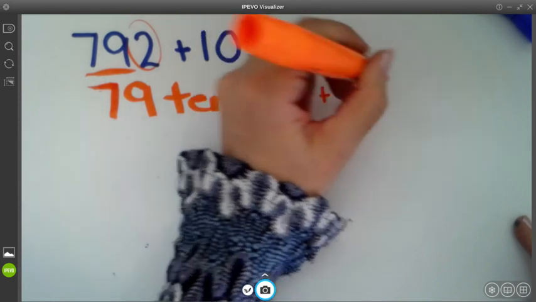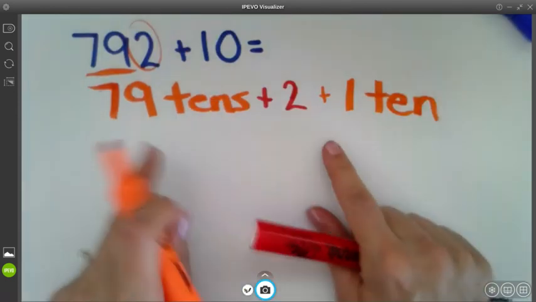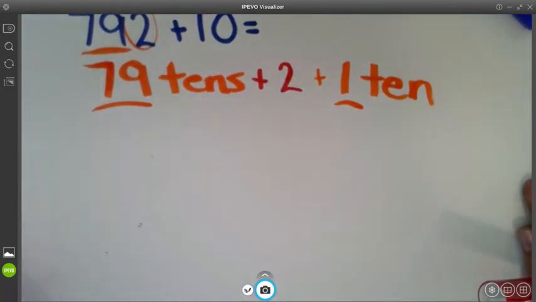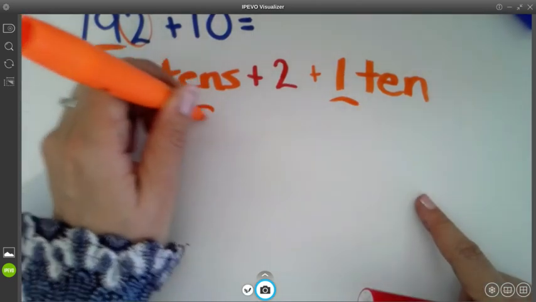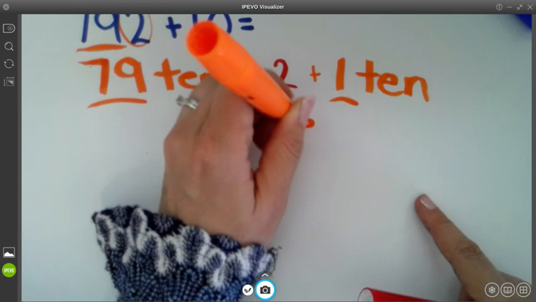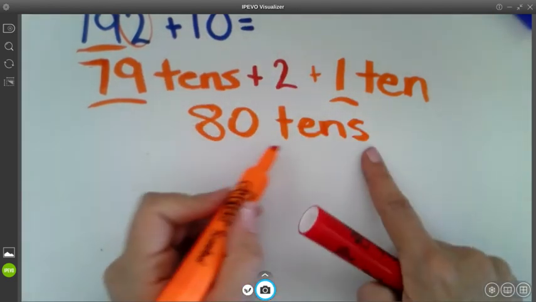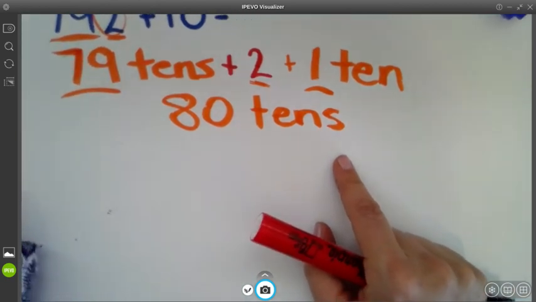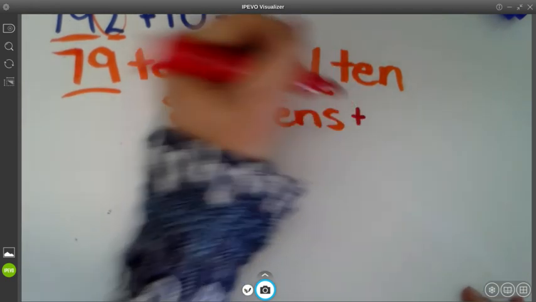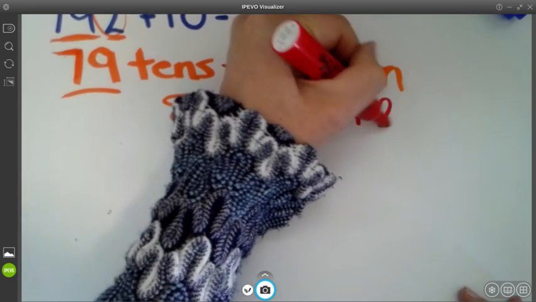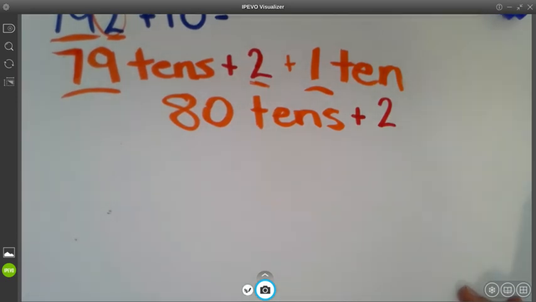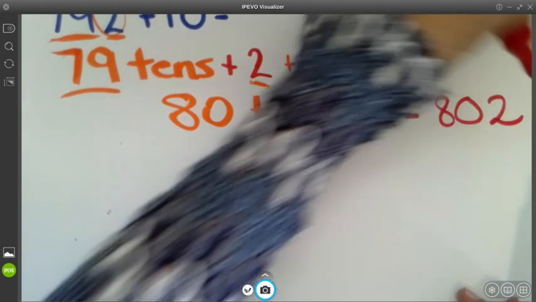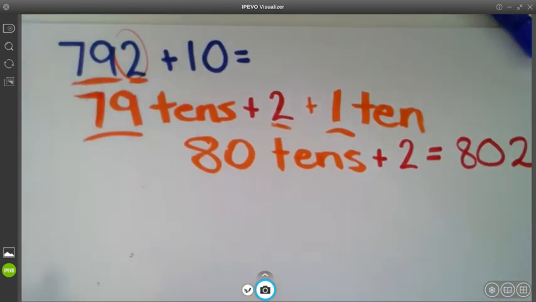Plus 1 ten. So in this case, before we do anything, let's just add 79 plus 1. That's going to give us 80 tens. Now we still know that we have this 2 back here because it was 792. So all you have to do is remember to add that 2. So it's 80 tens plus 2, which is going to give you 802. Super fun way, right?